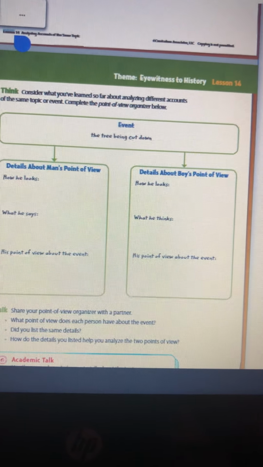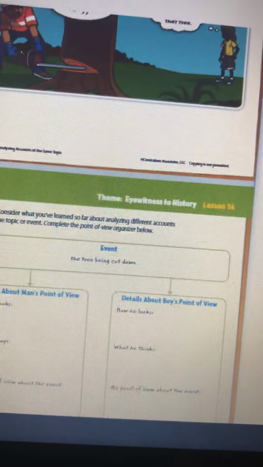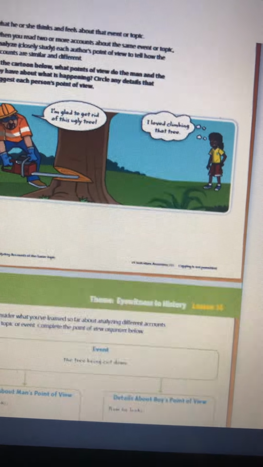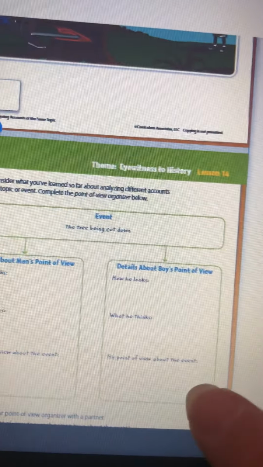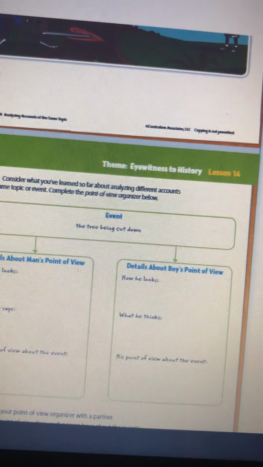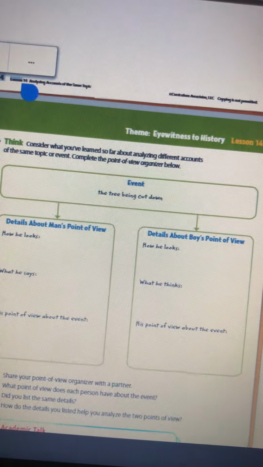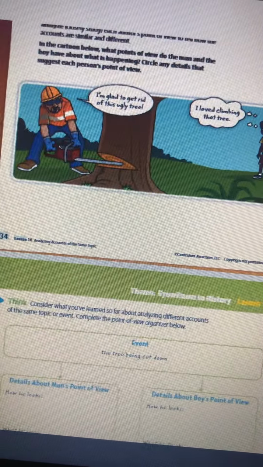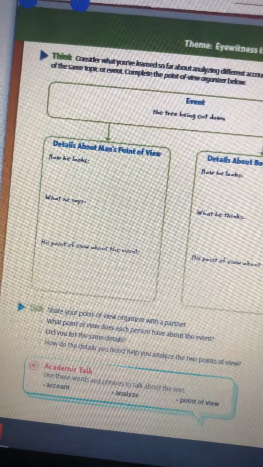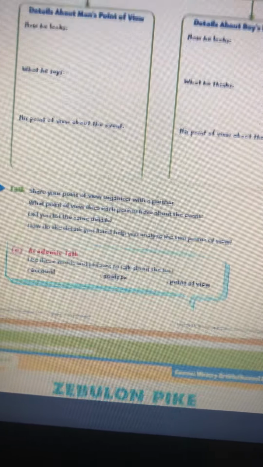Details about the boy's point of view, how he looks. If you look at him, he looks sad or a little bit upset. Okay, what he thinks, that he loves climbing that tree. So we know that his point of view is he's sad that the tree is being cut down because he loved to climb the tree. All right.